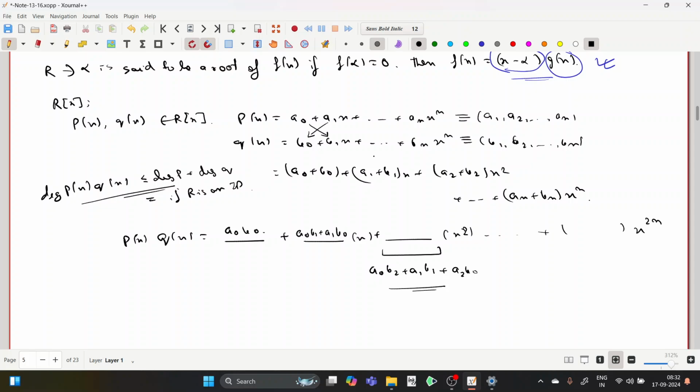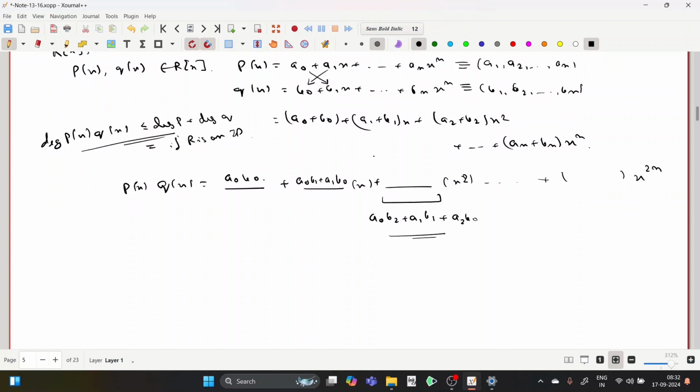Clear? Okay. So you can also write these coefficients as the summation of ai times b(k minus i), with i running from 0 to k, where this is the coefficient of x to the power k. Clear? Got it? This product is also called the Cauchy product, and these coefficients are also called Cauchy coefficients. So if in some case you hear the term Cauchy product or Cauchy coefficients, they are actually referring to a product of this form. Clear?